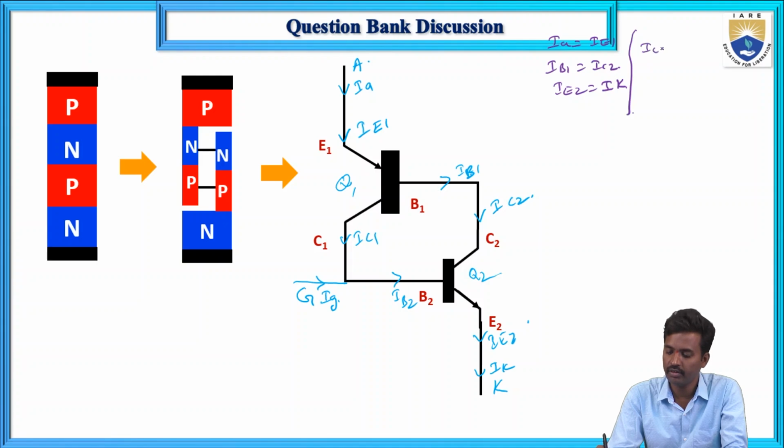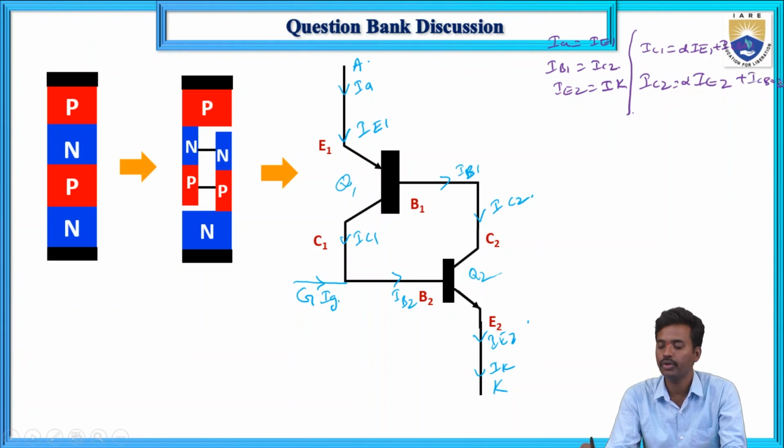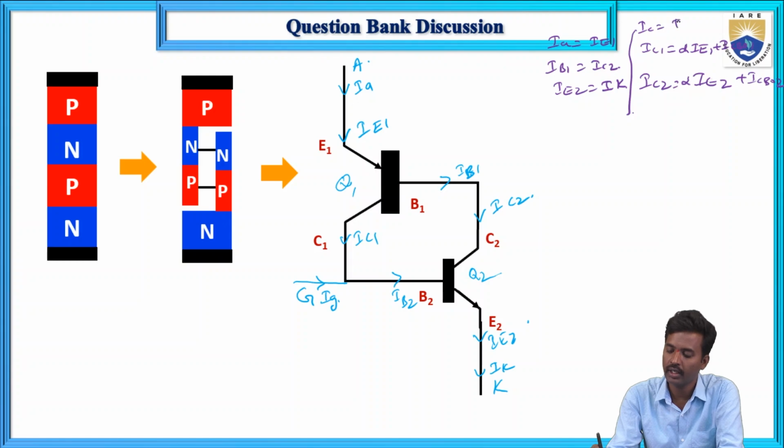We know IC1 equals alpha1 into IE1 plus ICBO1, and IC2 equals alpha2 into IE2 plus ICBO2. We know the formula IC equals alpha into IE plus ICBO. So now, IA equals IC1 plus IC2.